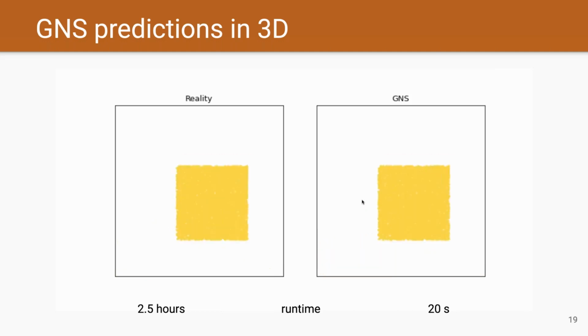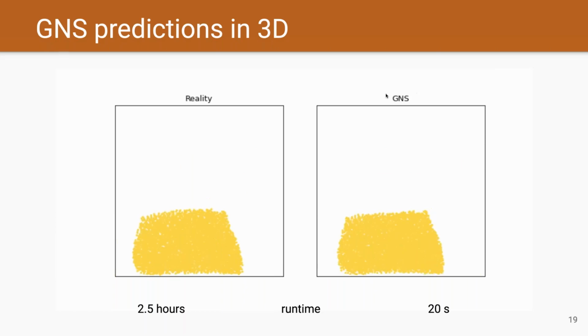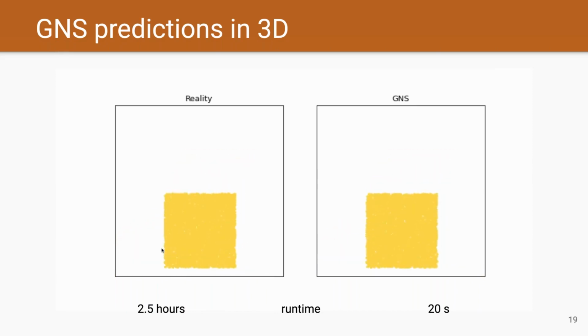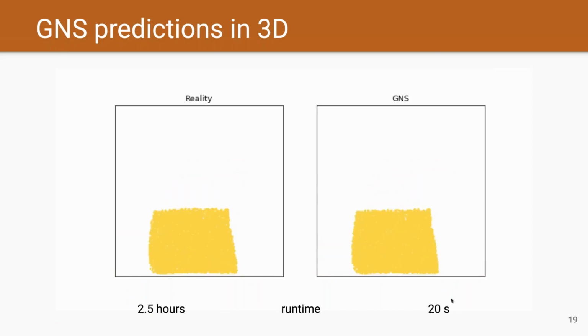So this is a prediction of a graph network simulator where the graph network simulator has never seen a simulation like this before, but it is able to run it faster than real time. Here it's a 3D simulation, but you're looking at a 2D view. What would typically take on two nodes with Cascade Lake processors 2.5 hours to run, the GNS will be able to run something similar in roughly 20 seconds.